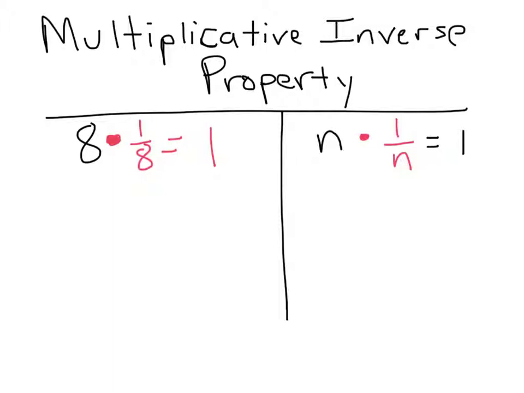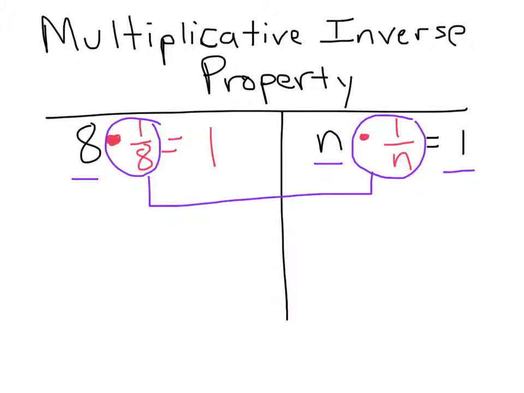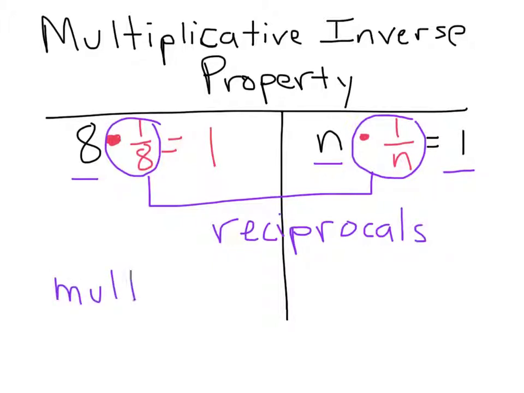The next property we're going to talk about is the multiplicative inverse property. This property states that if I multiply a number times its reciprocal, I will get 1. Once again, over here with algebra, I have a number times its reciprocal, and we end up with 1. So notice these two numbers are reciprocals of the first number in the problems that we have. But we're not going to worry about calling them reciprocals. These are the multiplicative inverses of these two problems.